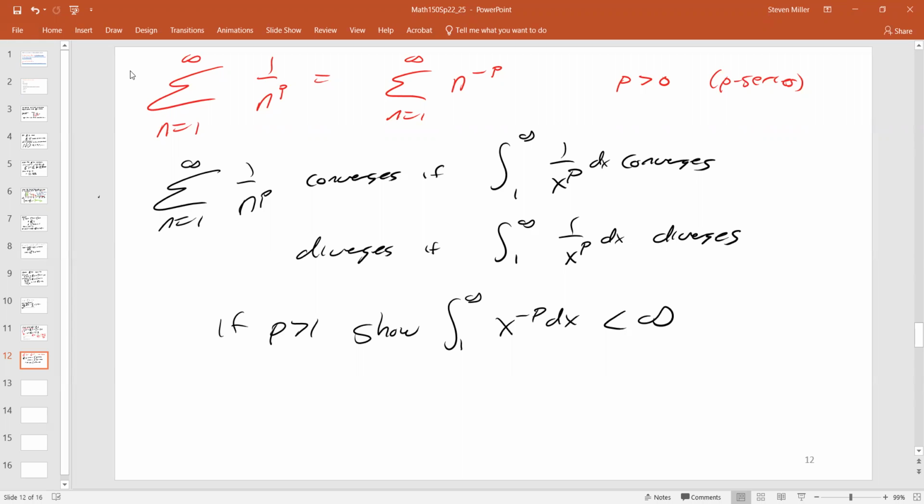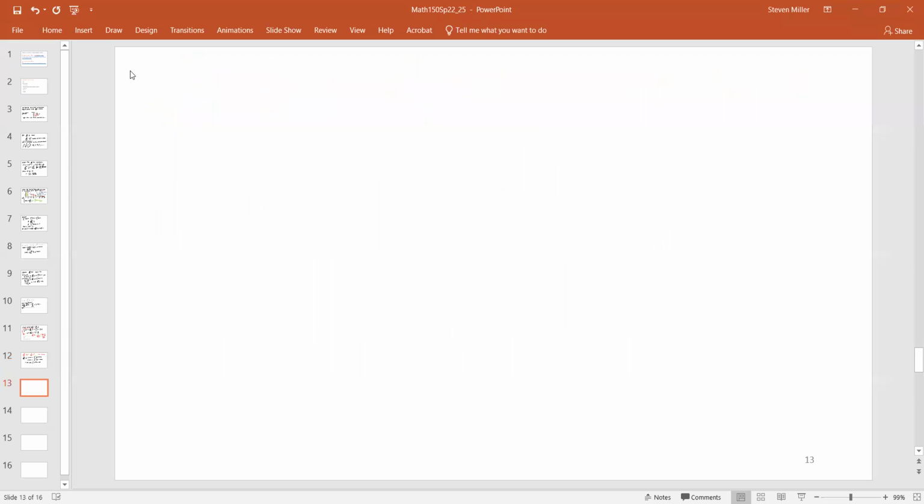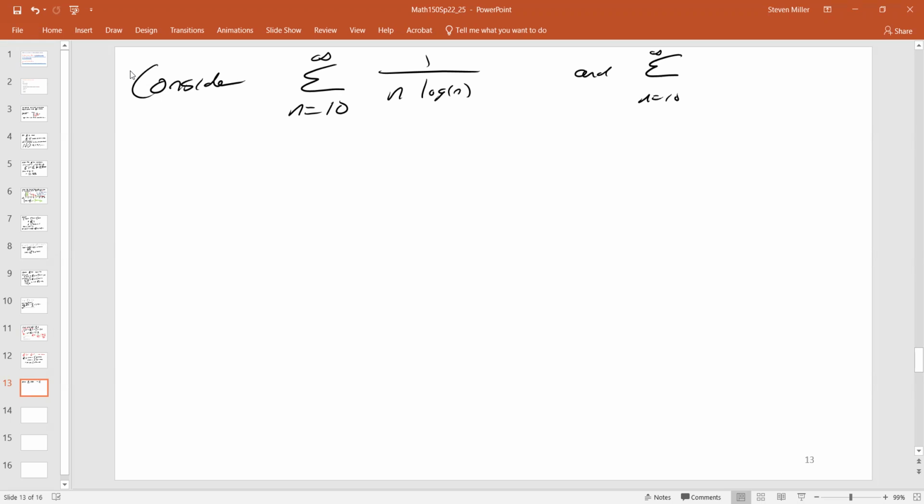Any questions on the integral test? So it all comes down to trying to figure out which sums converge, which sums diverge. So here is a fun pair. Consider the sum n goes from, let's say, 10 to infinity of 1 over n natural log of n, and the sum n goes from 10 to infinity of 1 over n natural log of n squared.